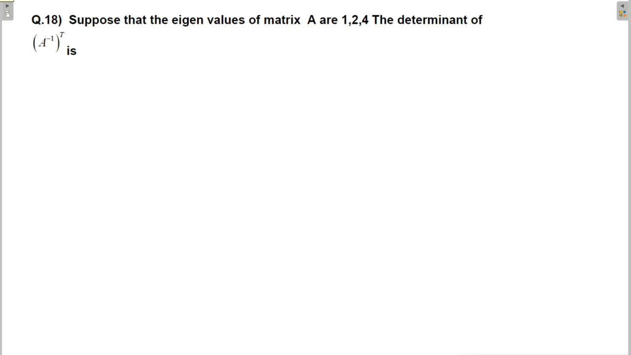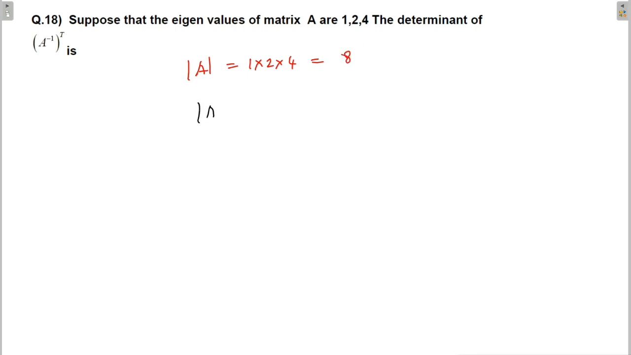Suppose that the eigenvalues of a matrix A are 1, 2 and 4. Then the determinant of A inverse of transpose, right? So we know that the determinant of A is 1 into 2 into 4. The product of eigenvalues is the determinant of A. So you make it 8.